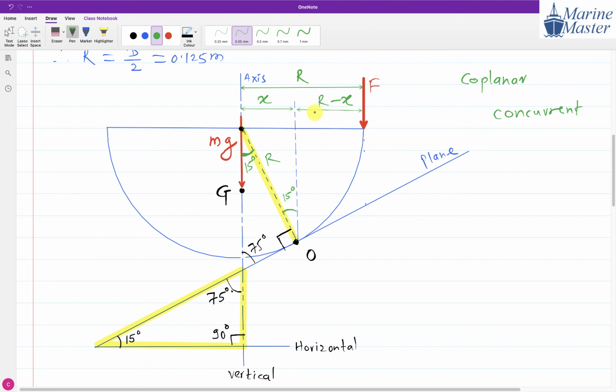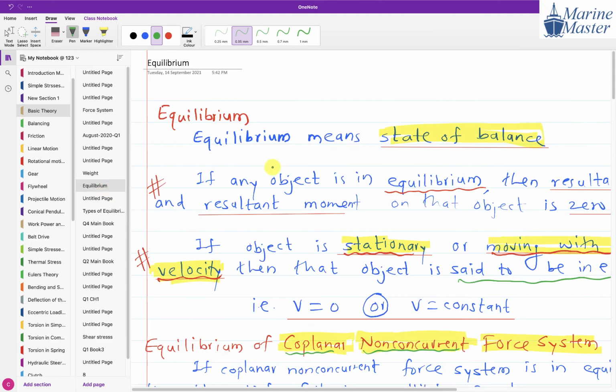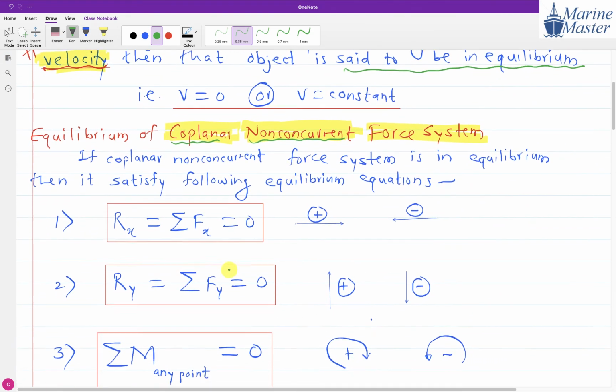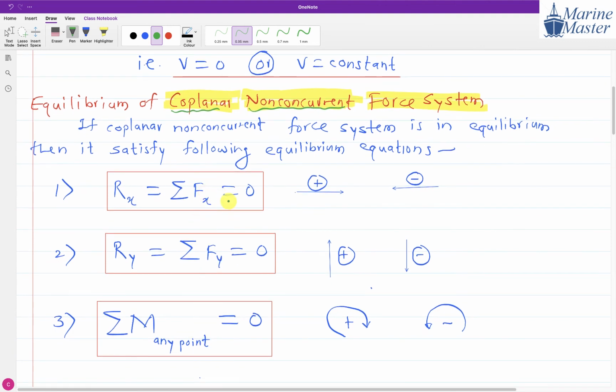F and mg? No, sir. Different points, so non-concurrent. So these two forces are coplanar, non-concurrent. If any coplanar non-concurrent force system is in equilibrium, then it satisfies three equilibrium equations. So if a coplanar non-concurrent force system is in equilibrium, then it satisfies the following equilibrium equations.